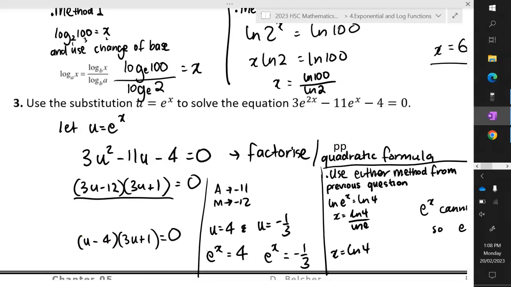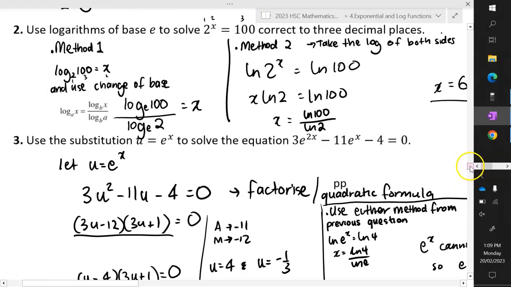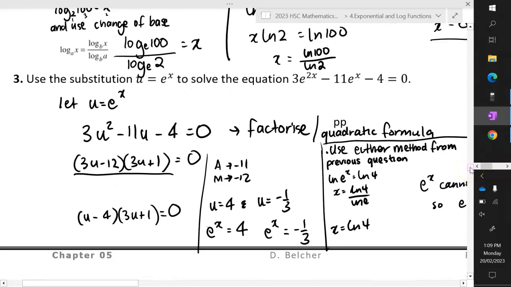I might do that first before I explain it. If I substitute u equals e to the x into here, I end up with 3u squared minus 11u minus 4 equals 0. And what I end up with there is a quadratic. So perhaps you've noticed that this question right at the start looks like a quadratic, perhaps not. But whether you have or not, it's going to end up with a quadratic once you substitute that in.